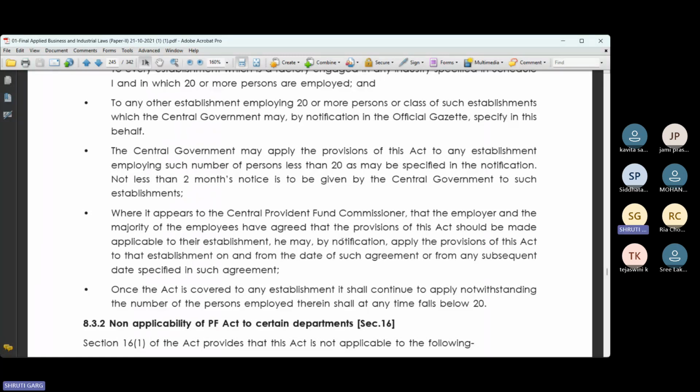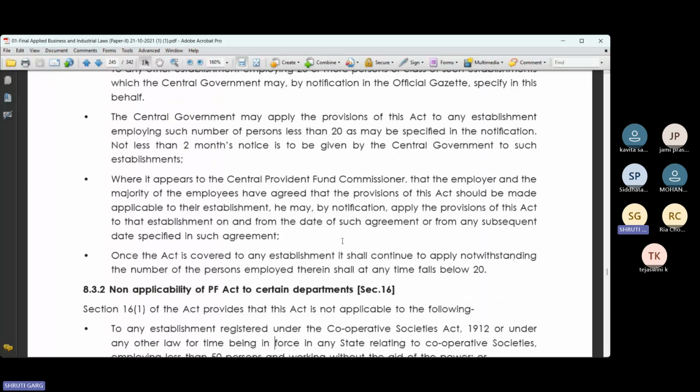And yes, highlight the last line, important. Once the Act is applicable to any establishment, it shall continue to apply, notwithstanding that the number of persons employed therein shall at any time fall below 20. It doesn't matter. Once it is applicable, then it will remain applicable.